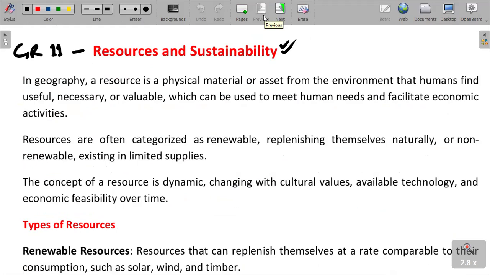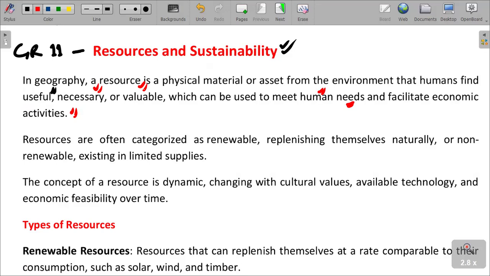In geography, a resource is a physical material or asset from the environment that humans find useful. It is found necessary or valuable, and can be used to meet human needs and facilitate economic activities. Resources are there to ensure human survival. They are very useful and valuable in terms of meeting human needs and therefore facilitating economic development.